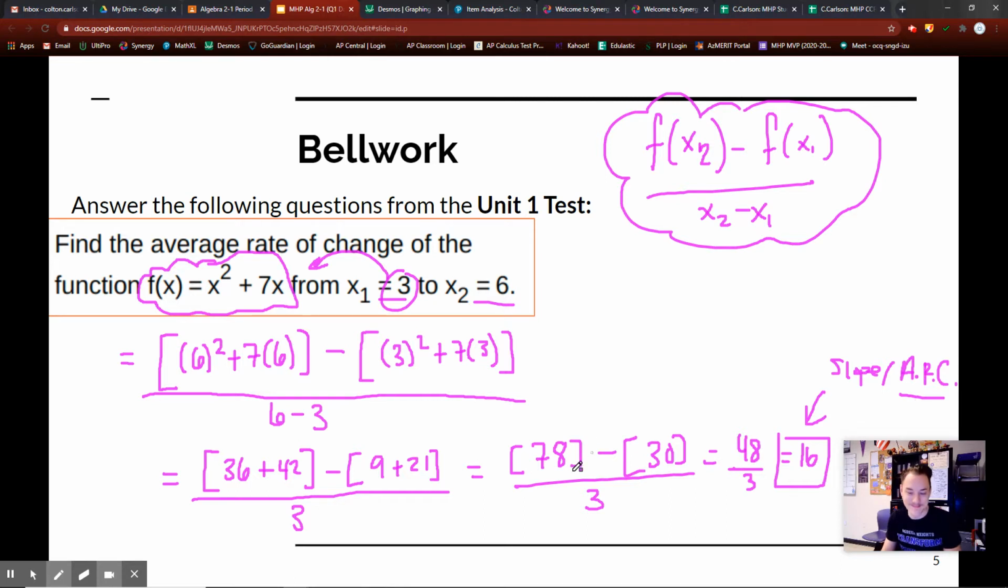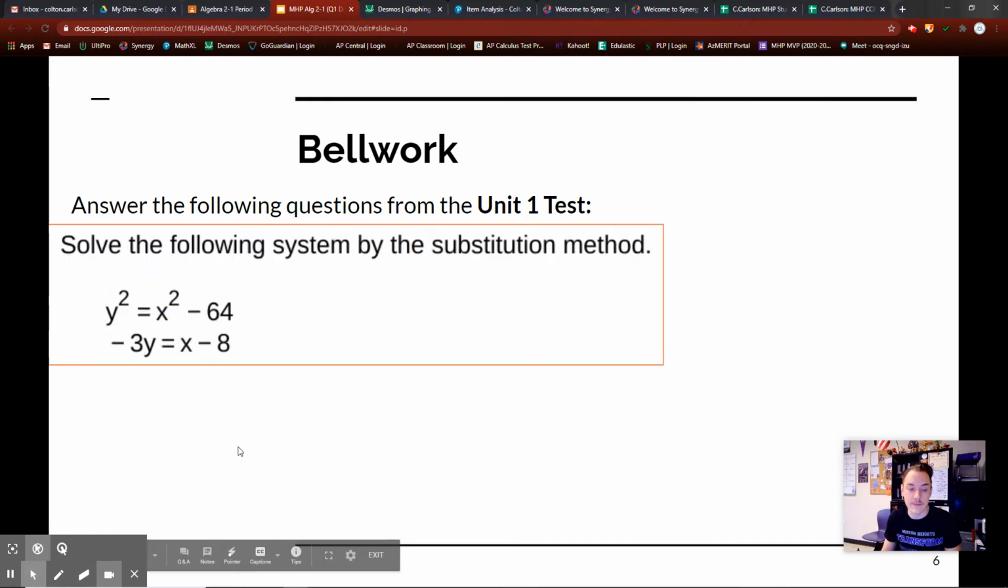let's continue. If that doesn't make sense to you, go back to the other videos, go through the algebra playlist, find rate of change, graphing functions, and then I'll teach you on that video. Okay, this one, substitution method. I love this. This is a great method.